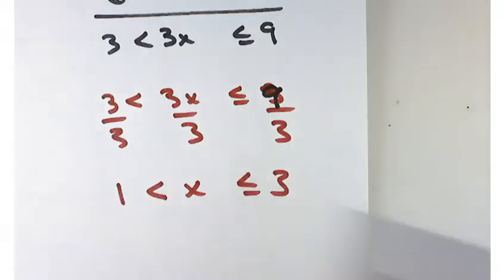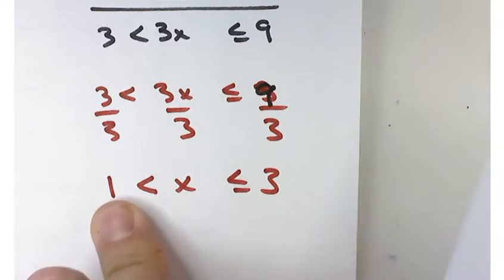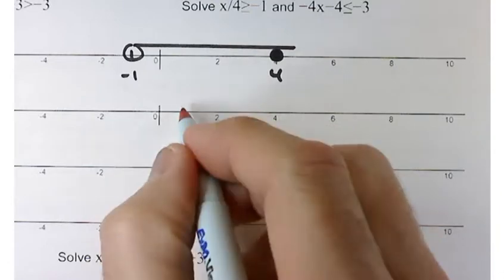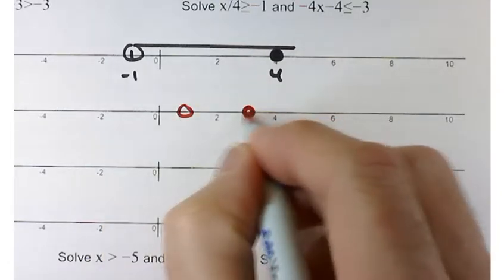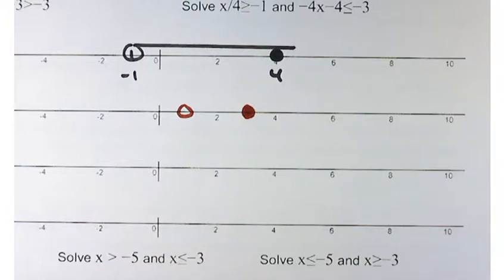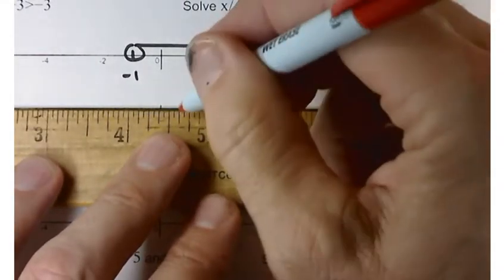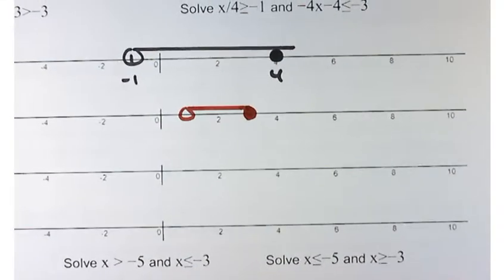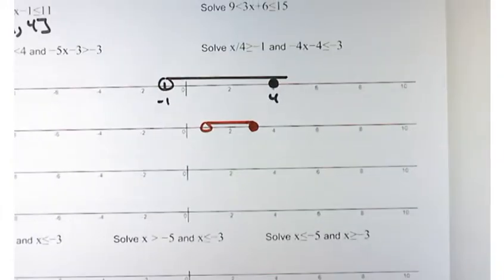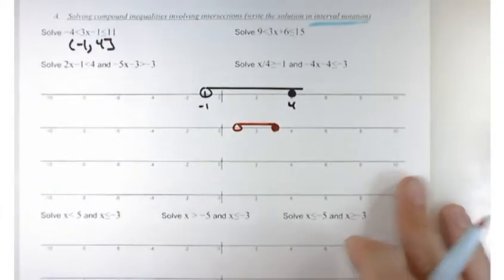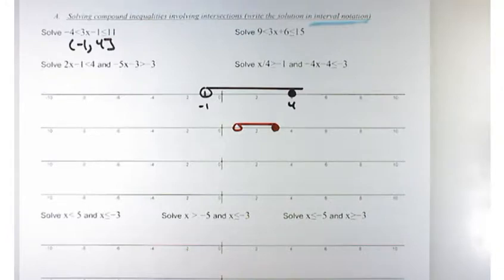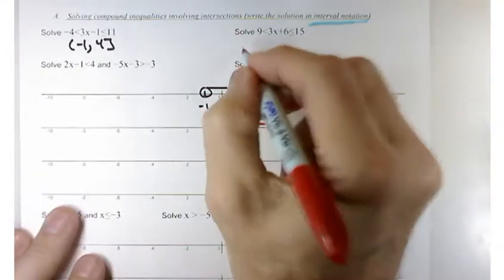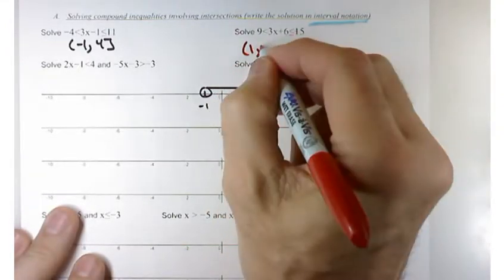So it's going to be a hollow dot on 1 and a solid dot on 3. So hollow on 1, solid on 3. Kind of a short graph here for us. Like that. Yay. Now the important thing, of course, is the interval notation. So what's the interval notation going to look like for this one? Yeah. All right, Takara. 1 parenthesis and 3 bracket.